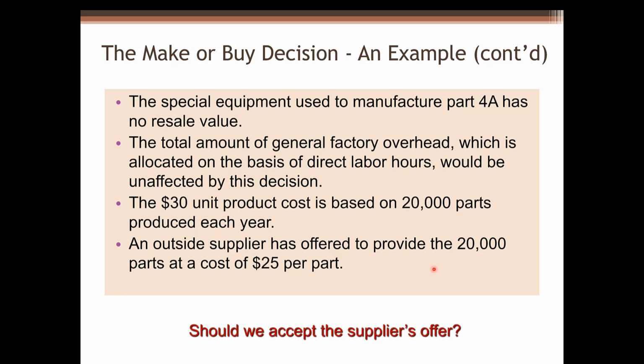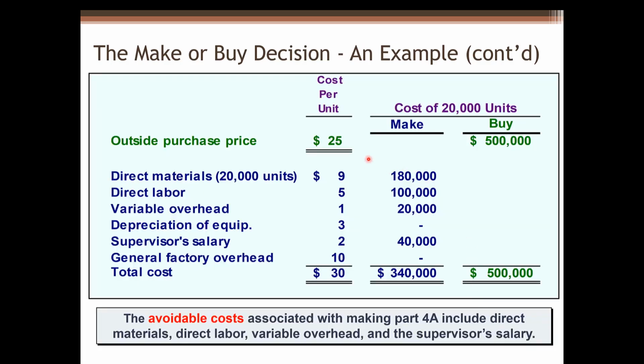An outside supplier has offered to provide 20,000 parts at a cost of $25 per part, which is cheaper than the product cost of the part manufactured by the company. Should we accept the supplier's offer? Let's take a look at the calculation. Outside purchase price, $25 per unit. To obtain 20,000 units, the total cost of buying from the outside supplier is $500,000.